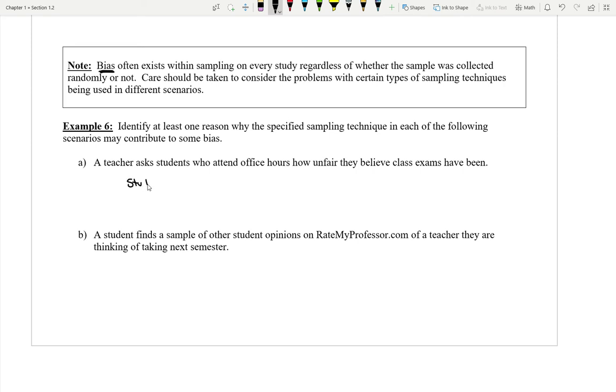I could write that down here. Students might not give an honest response. And so even though I might collect a sample of data, it might not actually be representative of what people feel. It'd be kind of like if you went around asking people, do you cheat on your taxes? Not many people might want to admit that. But there might be some other reasons for bias here.